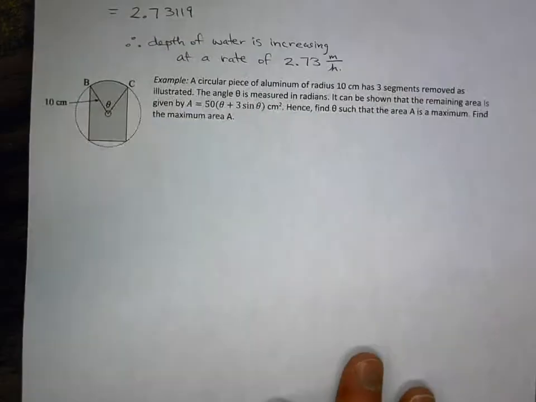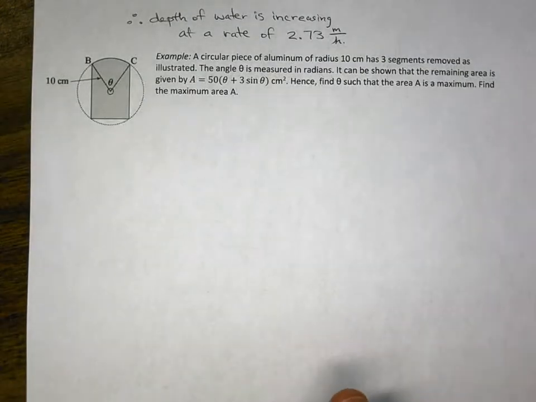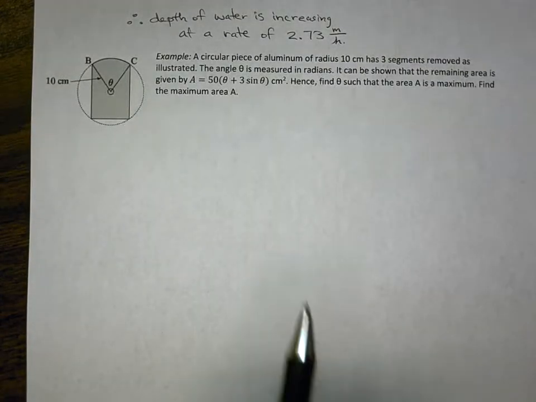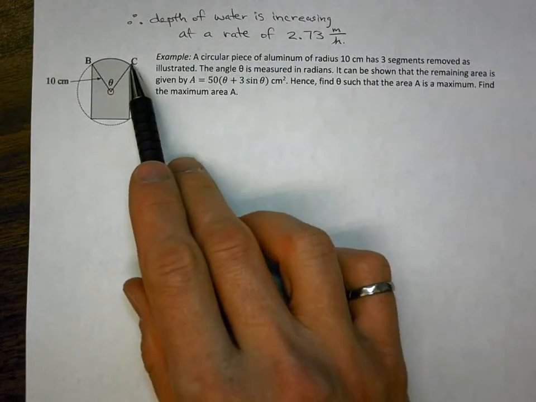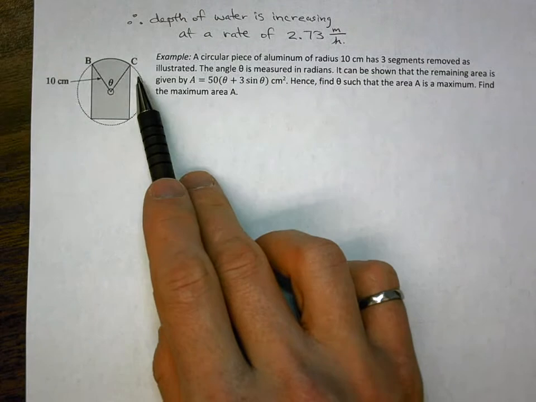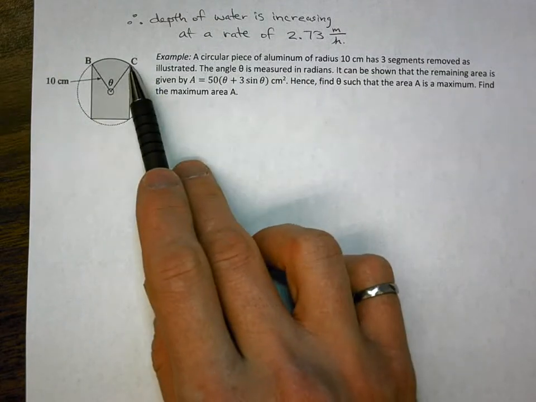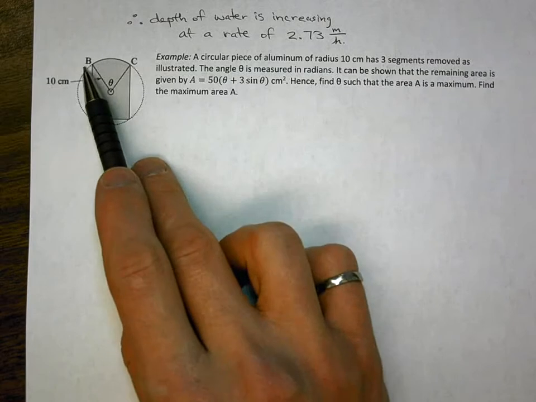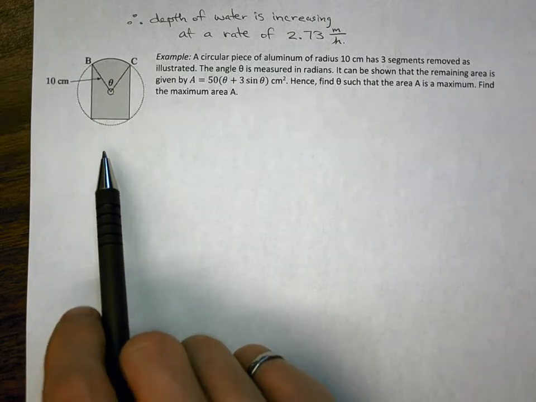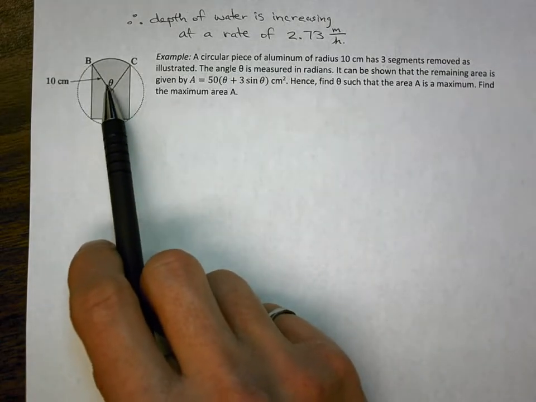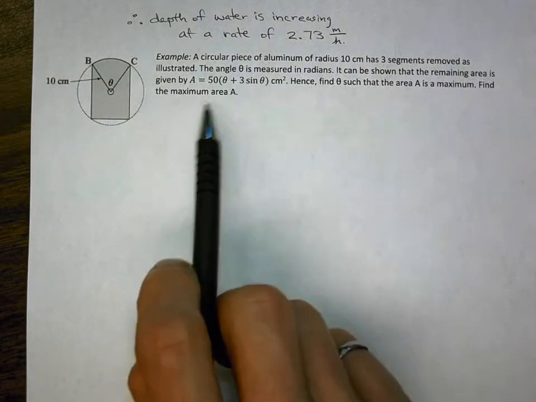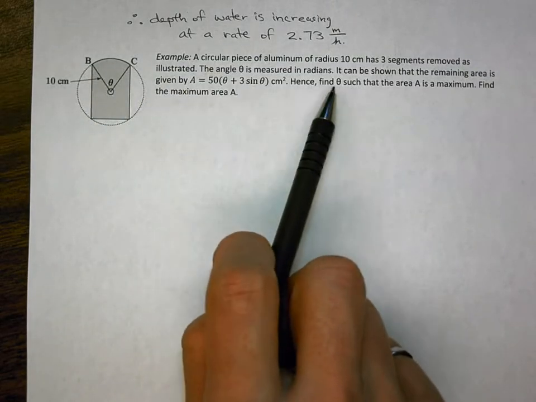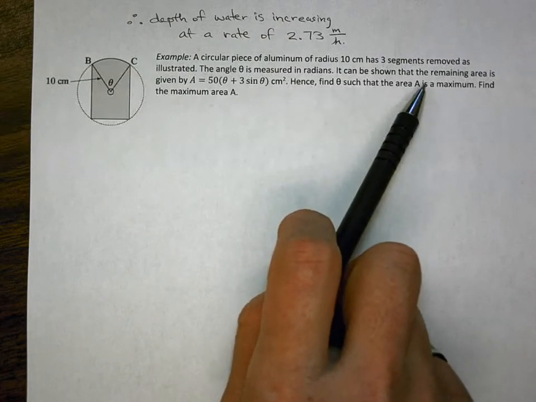The final type of question that we would have looked at with calculus is an optimization question. A circular piece of aluminum of radius 10 centimeters has 3 segments removed. So I have a circular piece of aluminum, kind of a disc. I've cut out these segments to make this cool shape. And the angle of the section that I keep is given in radians. There it is, theta. The remaining area after I cut off these 3 segments is this expression. Find the theta so that your area is a maximum.